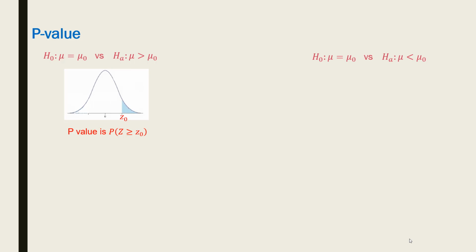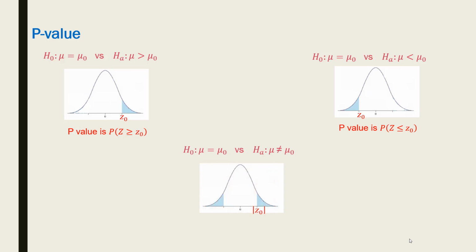Then we go to mu less than mu naught. That is the left tail. For the left tail case, we consider the left corner. Again z0 is the test statistic. So the p-value is the probability that Z is less than or equal to z0. Now how about two-tail? In a two-tail test, we consider both areas, the blue colored areas. The p-value is the probability that Z is greater than or equal to the absolute value of z0. Here we find the area under the curve on the left side and the right side and add them together. I will explain again how to find this using some examples.